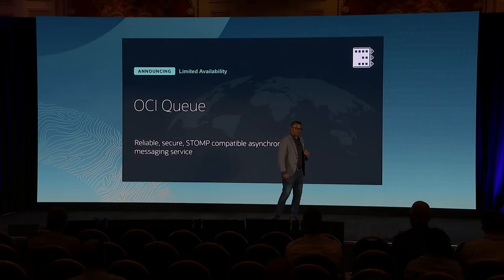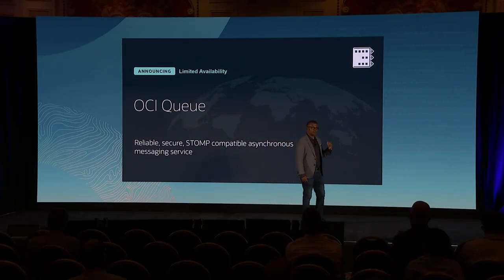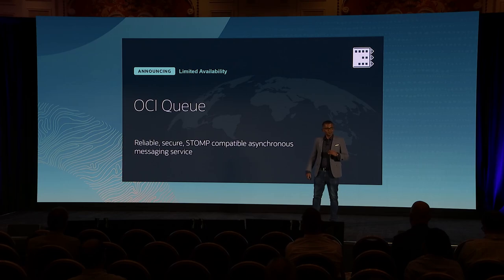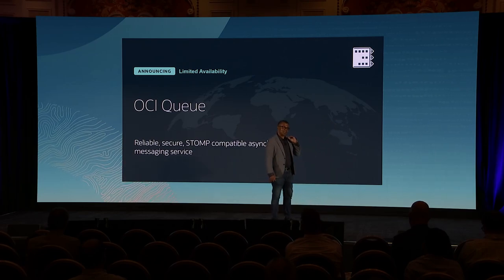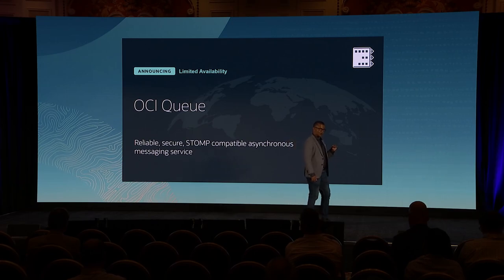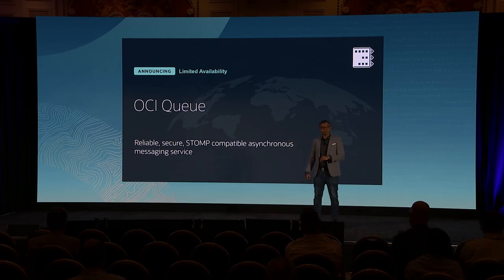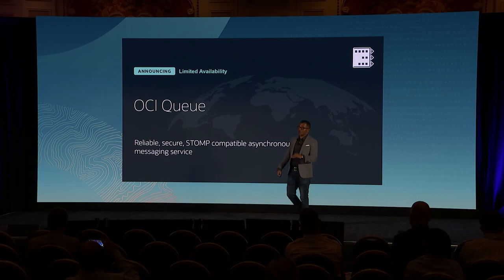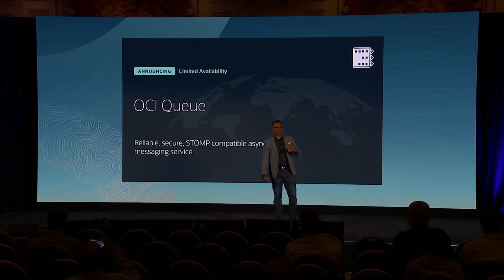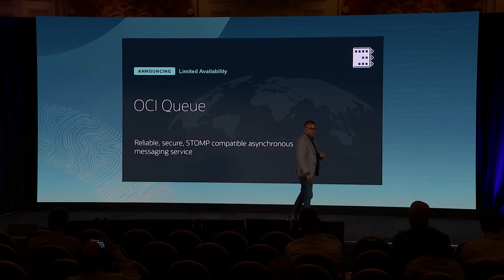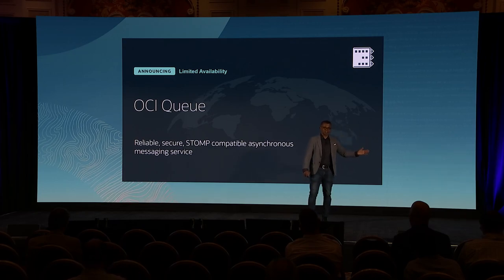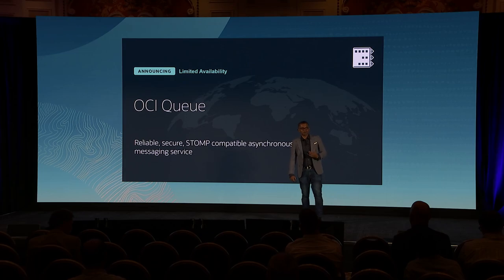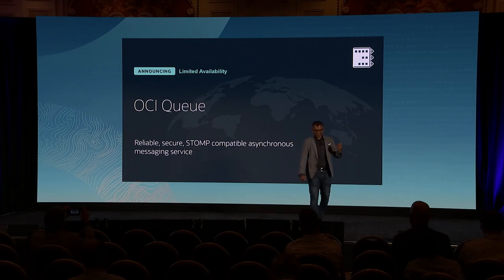On the messaging platform side, we're introducing the notion of OCI Queues, which is a serverless, fully managed service where customers just have to create queues and we take care of all of the work on the back end. And it is going to be STOMP compatible. As I talked about the open standards-based approach in all of our services, we're going to continue to do that. We're going to make it easy for you to move your on-prem applications that may have STOMP support onto OCI Queues, so you don't have to do the infrastructure management.